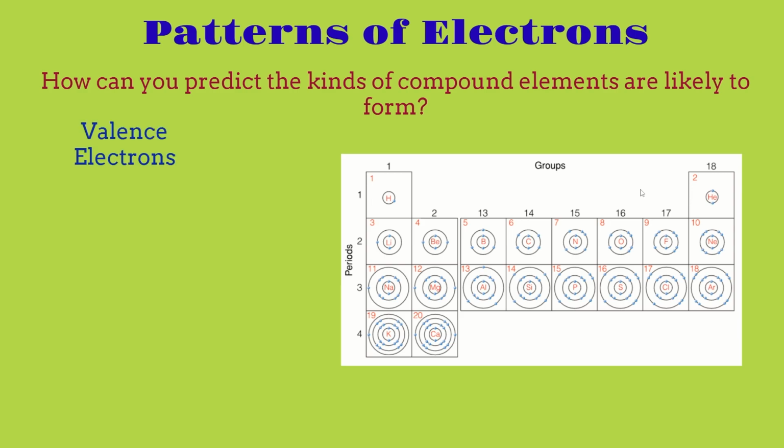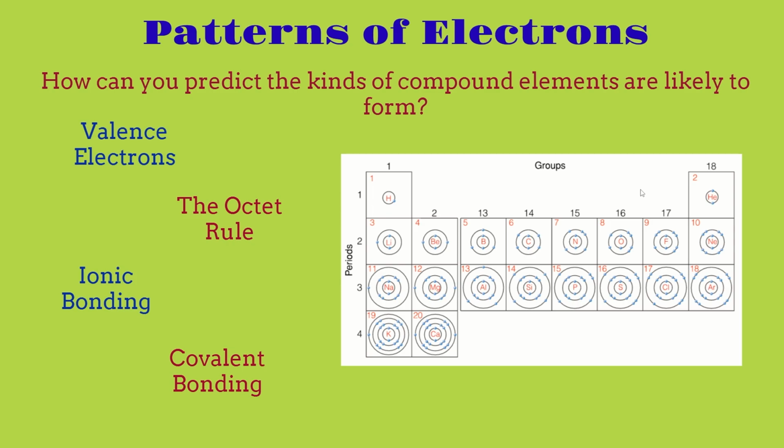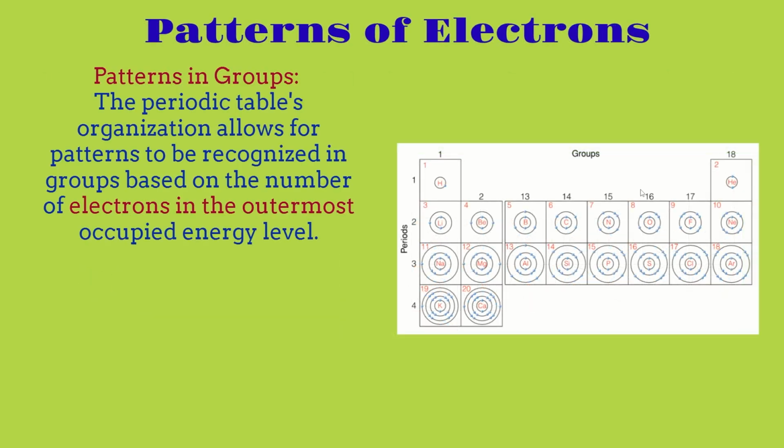The first one is obviously through the valence electrons. The second one is the octet rule. The third one is ionic bonding. And the last one is covalent bonding. So these are how you can predict the kinds of compound elements that are likely going to form. And now for the patterns of electrons.